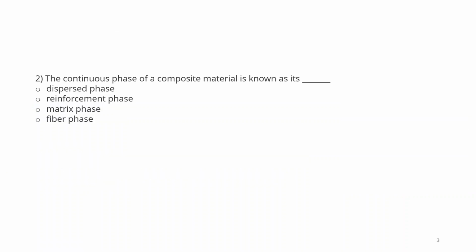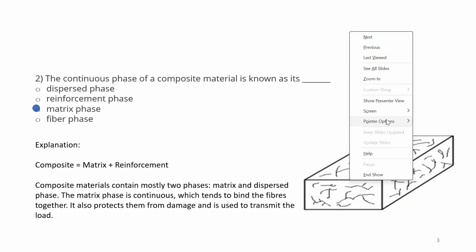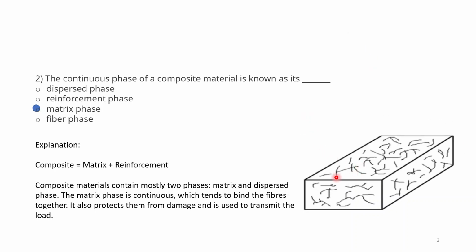Next question is, the continuous phase of a composite material is known as its disperse phase, reinforcement phase, matrix phase, or fiber phase. So the answer will be matrix phase. Fiber reinforced composites look like this one. Here, this continuous phase is the matrix, which is the softer phase, and the fibers are the reinforcement phase. So here the answer will be matrix phase.